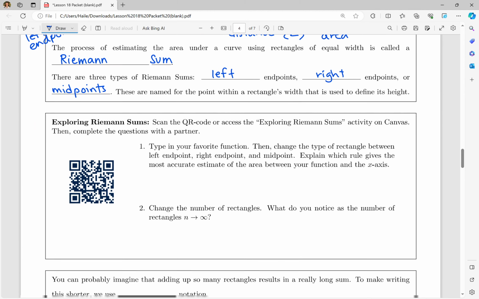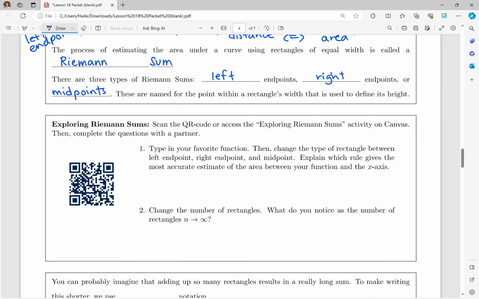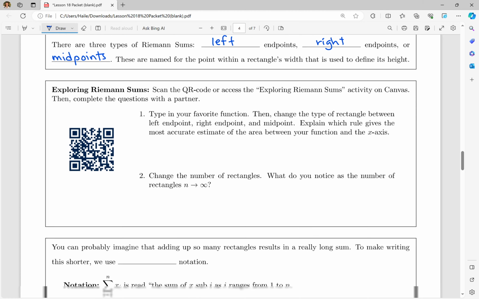So what I would like you to do is take some time and do the exploring Riemann sums activity. I'm not going to do it in this video. I didn't make this GeoGebra activity, but it is really, really good. I think it'll give you a really good idea of what Riemann sums look like visually. So that's really important. Make sure you get that done.